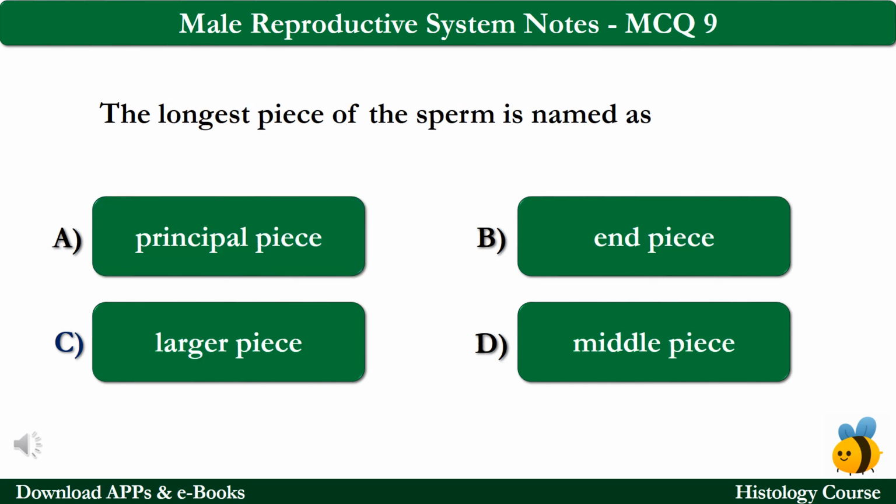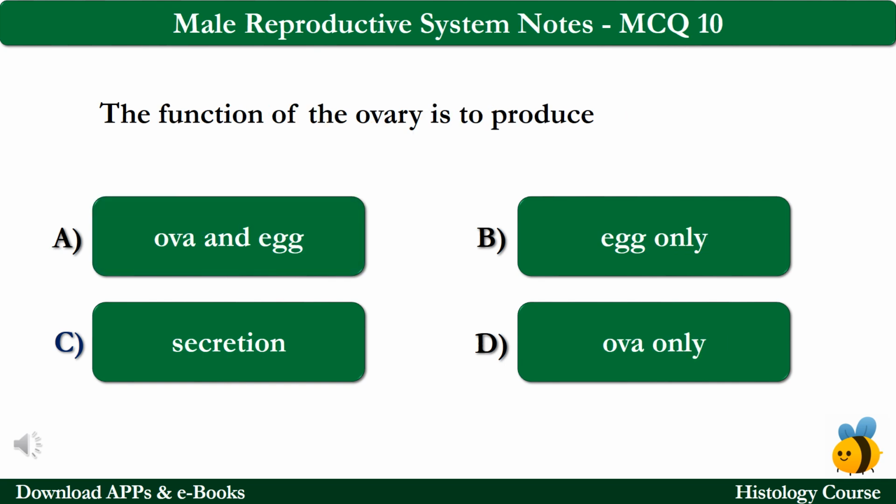MCQ number 9. The longest piece of the sperm is named as option A principal piece, option B end piece, option C larger piece, and option D middle piece. The correct answer is option A, which is principal piece.